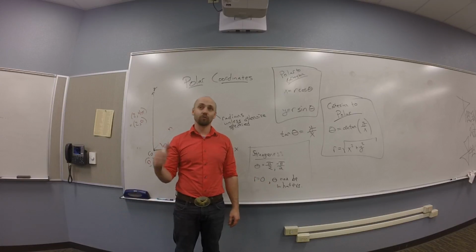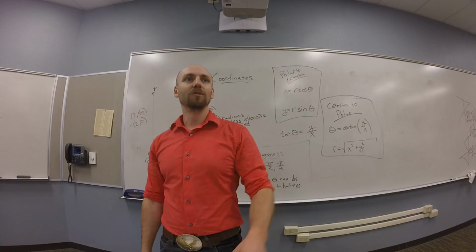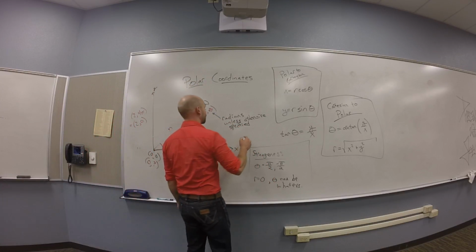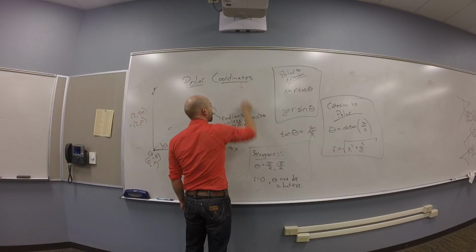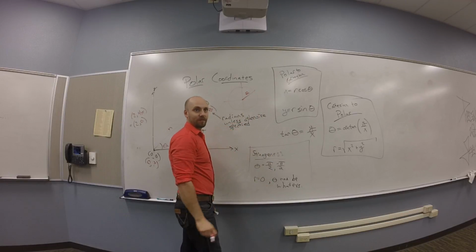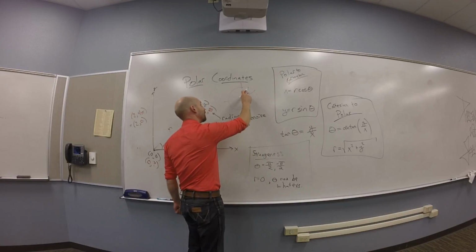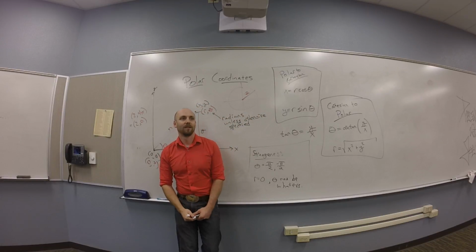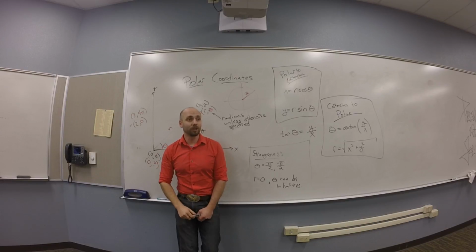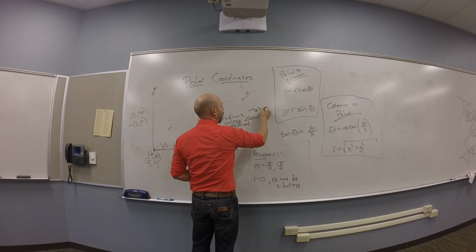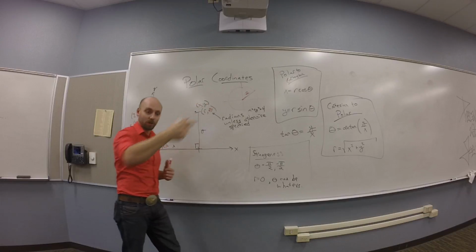But this thing draws circles really, really well. What's the equation of a circle? I want the equation of a circle centered at 0 with a radius of 2. The equation of a unit circle is x squared plus y squared equals 1. So in Cartesian, this would be x squared plus y squared is 4. Right, x squared plus y squared is r squared.